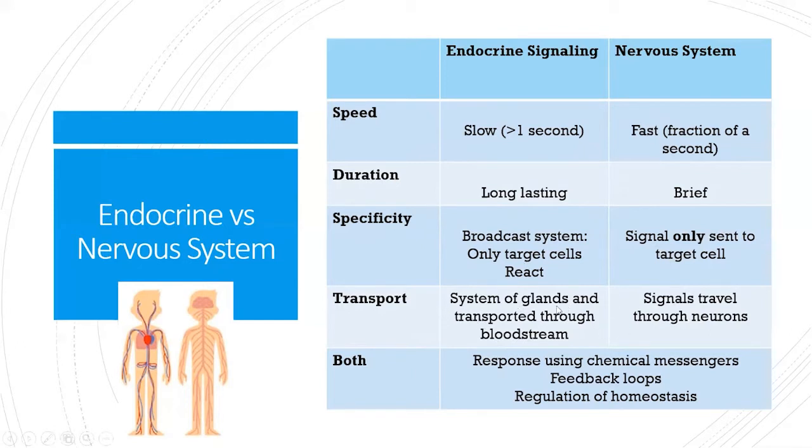Now, if we talk about how the stuff is being transported, in the endocrine system, we have a system of glands that are secreting and producing hormones that go through the bloodstream, versus in the nervous system, we have signals that are traveling only through these neurons to the specific cell that they're trying to communicate with.